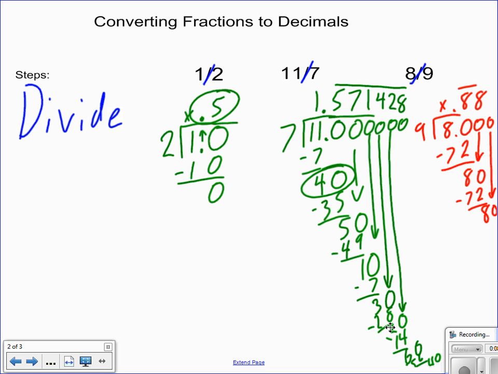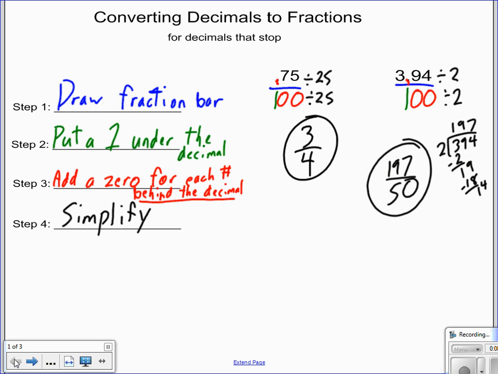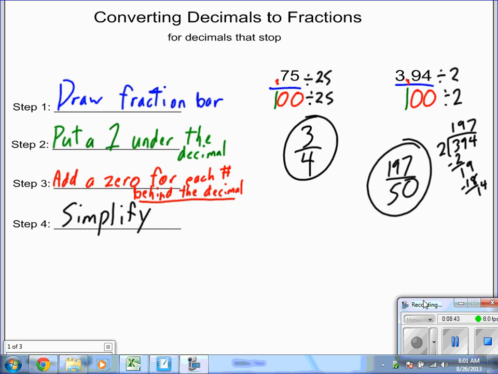So that's how I convert fractions to decimals. It's simple. It's just divide. When I'm going from decimals to fractions, I need to follow these steps. Very simple. Draw my fraction bar, put a 1 under the decimal, add the zeros for each number behind the decimal, and then if required, I'm going to simplify.